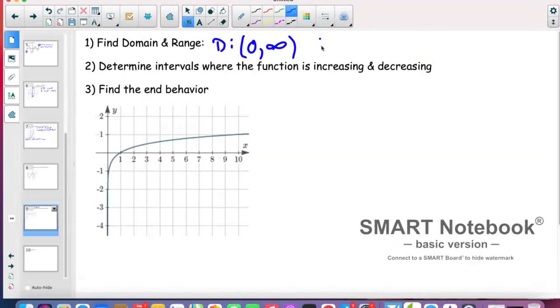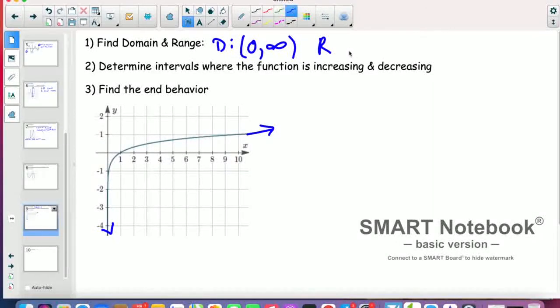For my range, it goes down forever. So it starts at negative infinity and goes up. And it looks like this does continue forever in that gradual direction. So it goes to infinity in the upward position as well.